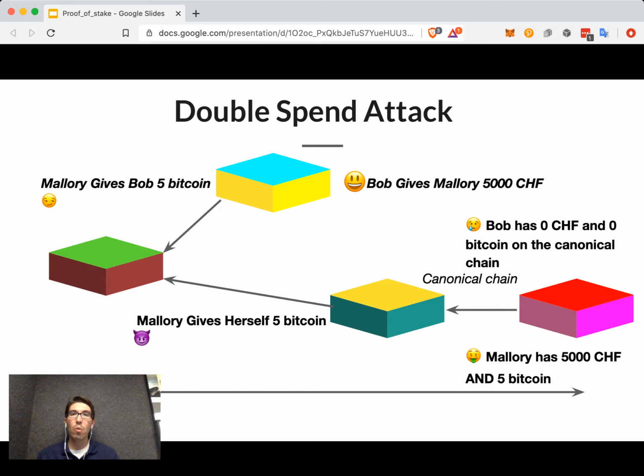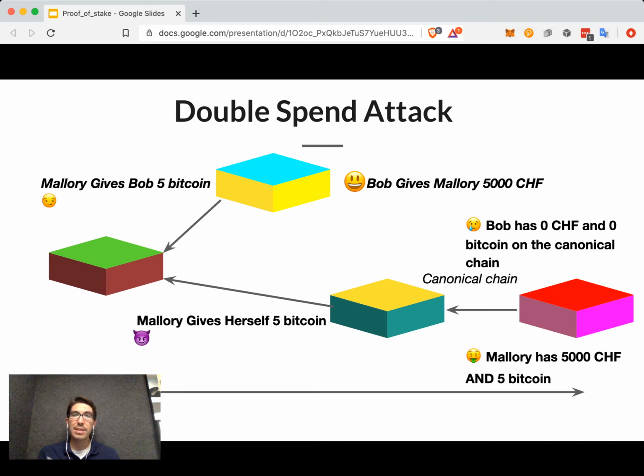And so what this made us vulnerable to was the double spend attack, where we have Mallory here. She gives Bob 5,000 francs for some Bitcoin, and gives Bob 5 Bitcoin, and Bob gives her 5,000 francs offline. And then Mallory is able to then produce another block on a different chain that ends up being canonical.